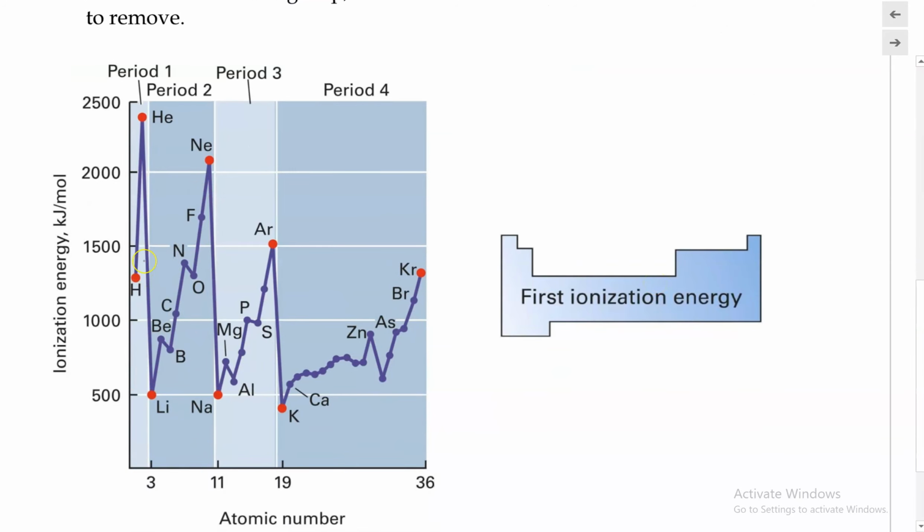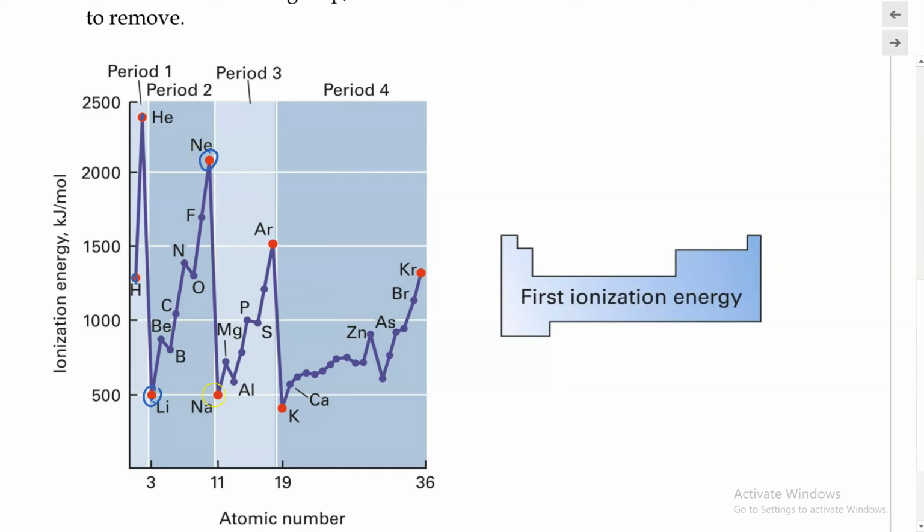And if we look at this table right here, what it is saying is that for any period, the element on the left side will have less ionization energy, and the element on the right side will have more. So this is hydrogen, and this is helium. And here are the elements for the second period. Lithium has the lowest ionization energy, and neon has the highest ionization energy.